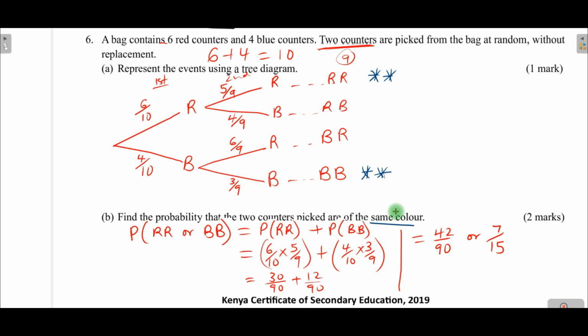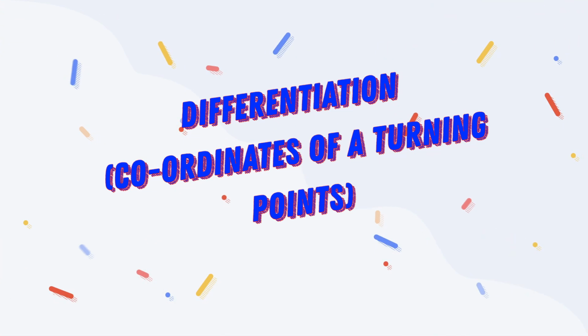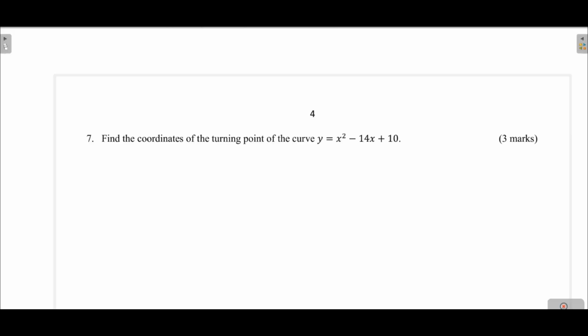So we are going to proceed on to the next question, question number 7. For question number 7, we are going to find the coordinate of the turning point of the curve y is equal to x squared minus 14x plus 10.